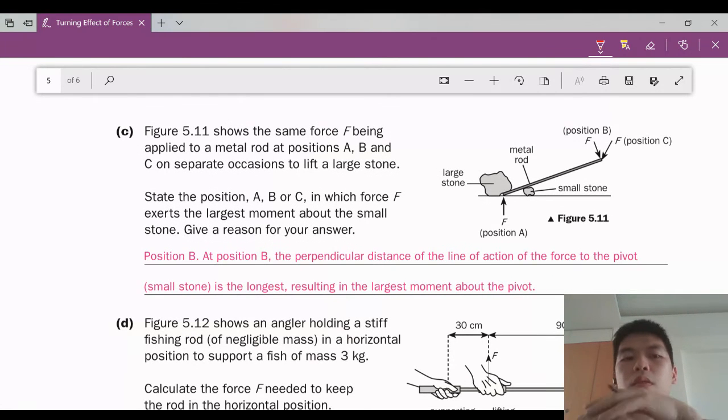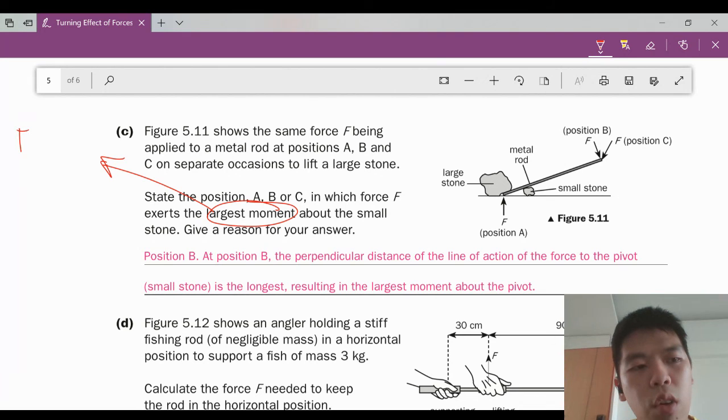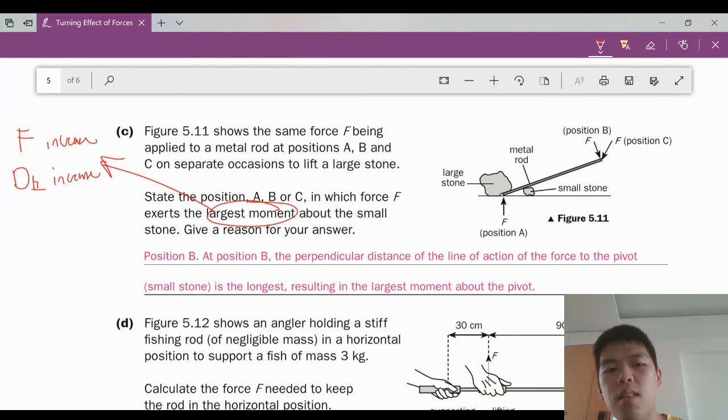Figure 5.11 shows the same force F being applied to the metal rod at positions A, B, and C on separate occasions to lift a large stone. State the position A, B, or C in which force F exerts the largest moment about the stone. So you want the largest moment. There are two situations: either your force has to increase or your perpendicular distance has to increase. In this case, the force is fixed, so the only other way to increase the moment is to change your distance and make it larger.